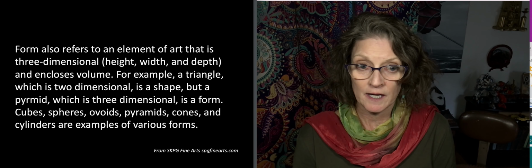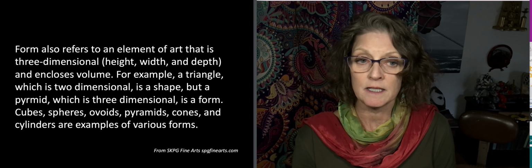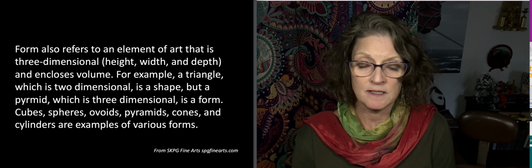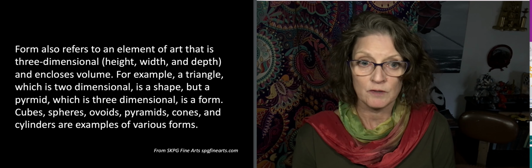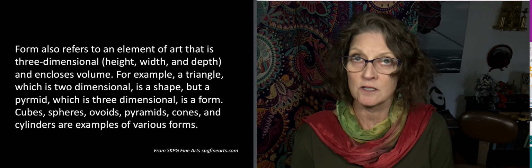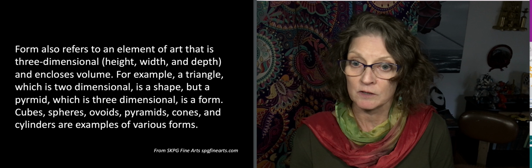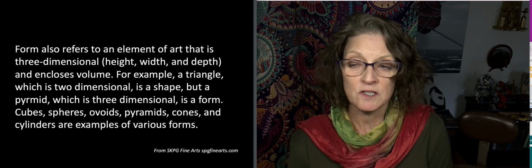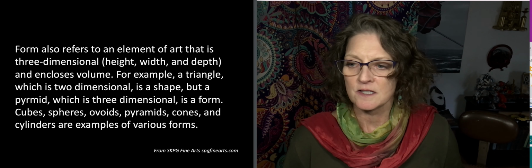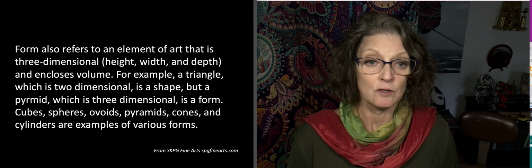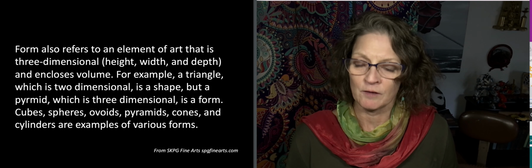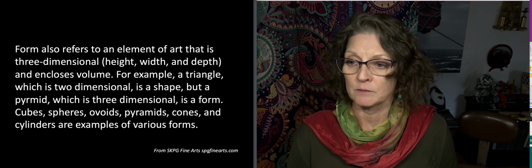Shape, on the other hand, has height and width. It's what we consider two-dimensional. So form is the three-dimensional response to shape. So if you think a circle is a shape, a sphere is a form. If a square is a shape, a cube is a form. Okay? So we're thinking 2D when we talk about shape. We're thinking 3D when we talk about form.